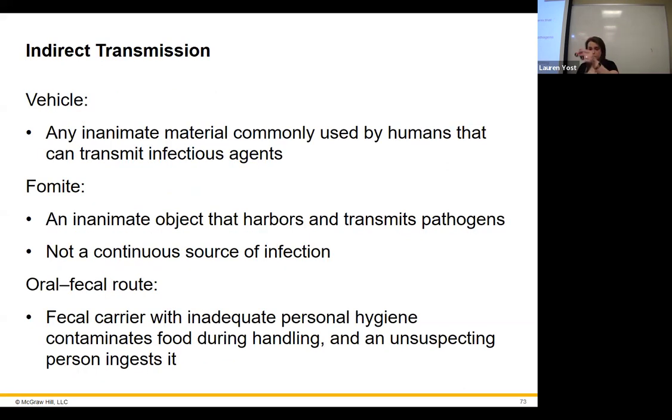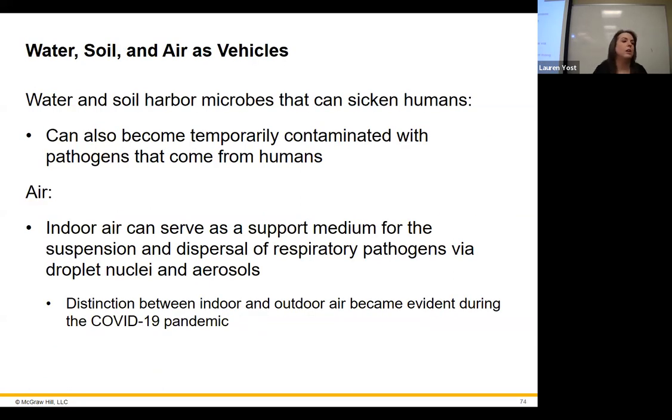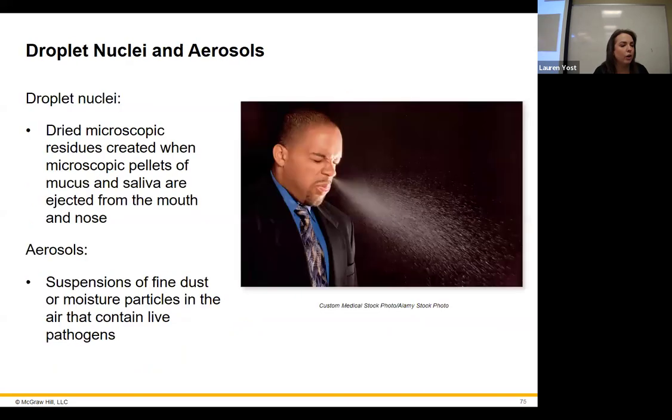Okay, vehicle, right? A vehicle is anything that can be used to transmit the infection. A fomite is an inanimate object that will transmit the pathogen, but is not a source of the infection. Like we said, not normally going to have COVID associated with it, so we had to put it there. Oral-fecal route of transmission: eating and drinking things, water and soil, we already said, and air.